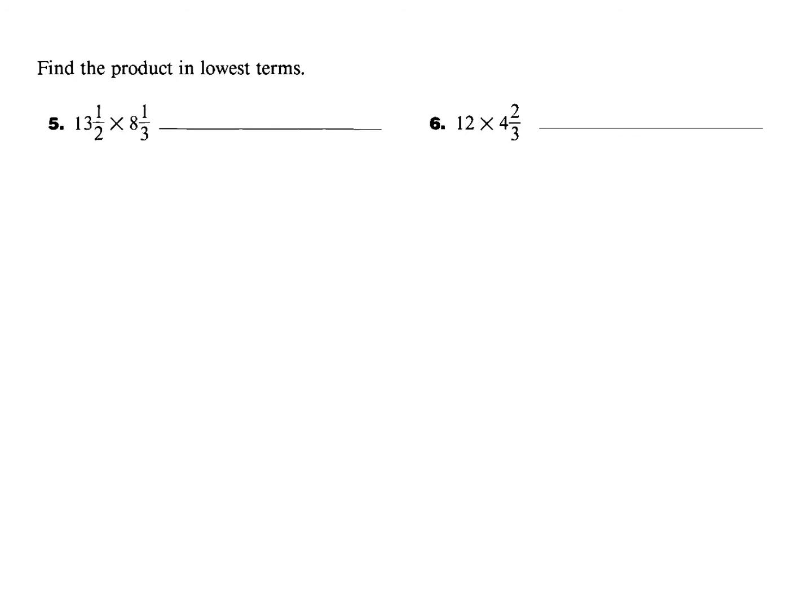Question number 5. Find the product in lowest terms. 13 1/2 times 8 1/3. Now our directions are saying find the product in lowest terms, and this is telling me that I may have to reduce when I'm done solving my problem, so keep that in mind. 2 times 13 equals 26. 26 plus 1 equals 27/2.